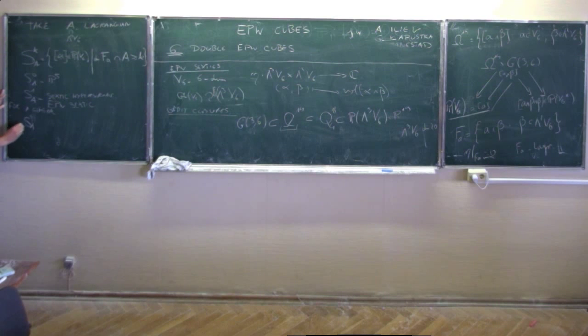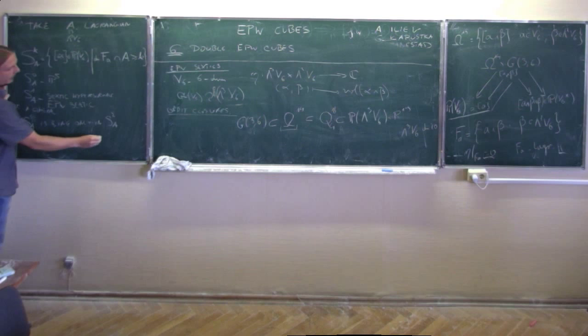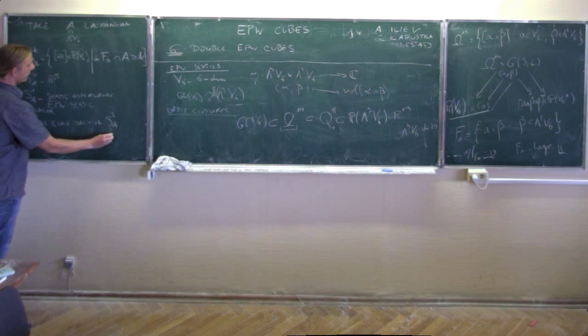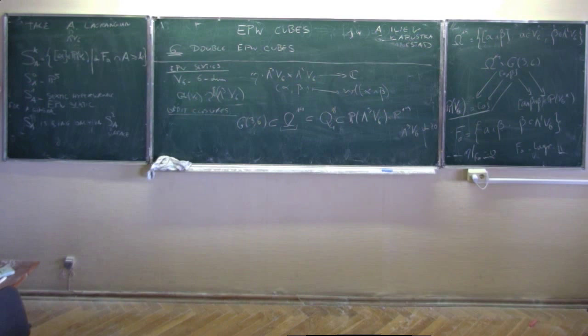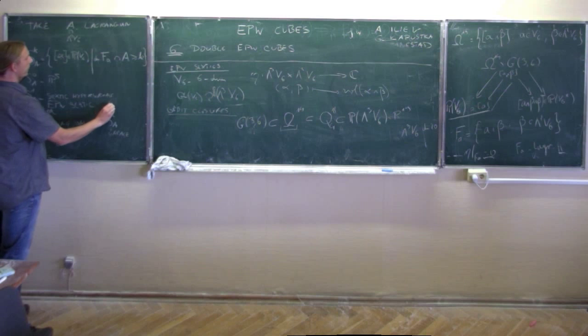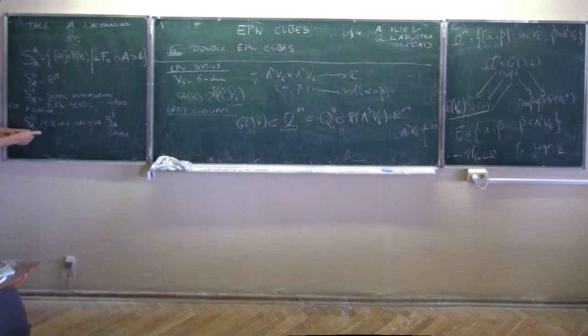So this S1A is singular only in S2A. And S2A is a surface in general. So the EPW sextic is a fourfold, which is singular along the surface, and this surface is smooth. So in particular, S3 of A is empty in general.